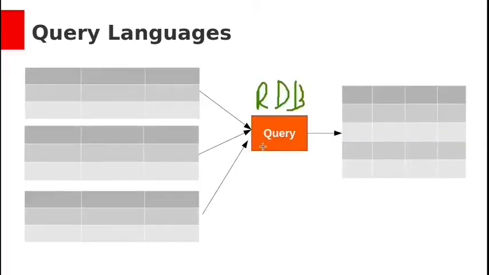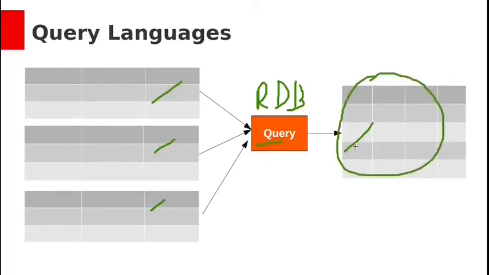Relational database queries operate on relations and they also produce relations as result. This query will take relations as input, these three relations, and its result is also a relation. Sometimes this result might combine with other relations and they can produce new relation.